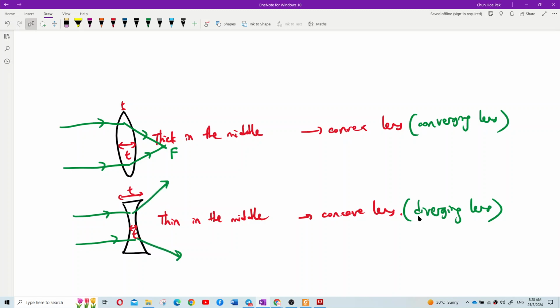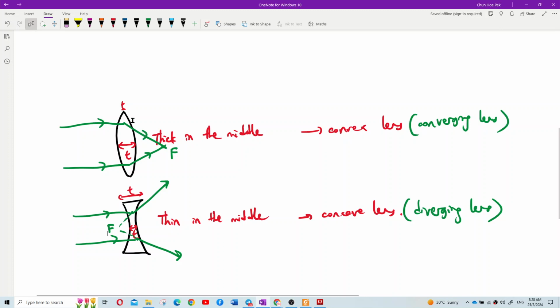Okay, this is about reflection. It diverges from the focal point. Yeah, the one thin in the middle. So there's the thick in the middle one, it can focus the light. The one thin in the middle, it diverges the light.